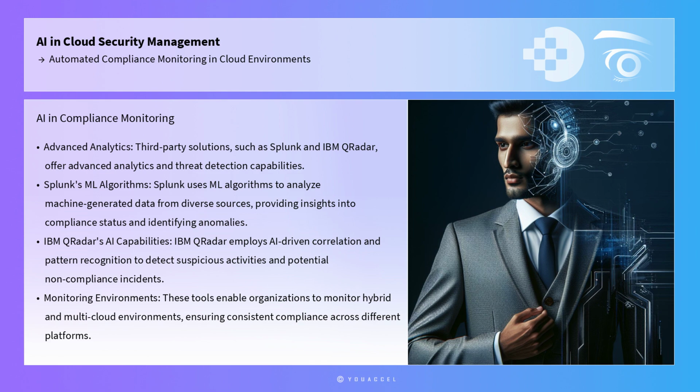The application of AI in compliance monitoring extends beyond cloud-native tools. Third-party solutions, such as Splunk and IBM QRadar, offer advanced analytics and threat detection capabilities. Splunk uses ML algorithms to analyze machine-generated data from diverse sources, providing insights into compliance status and identifying anomalies that may indicate security threats. Similarly, IBM QRadar employs AI-driven correlation and pattern recognition to detect suspicious activities and potential non-compliance incidents. These tools enable organizations to monitor hybrid and multi-cloud environments, ensuring consistent compliance across different platforms.